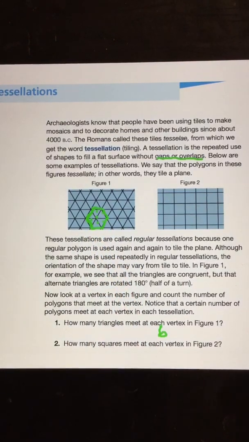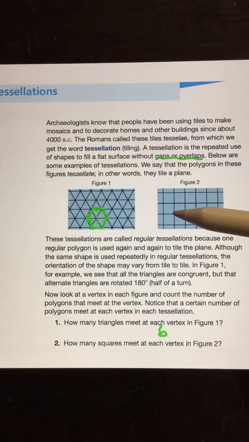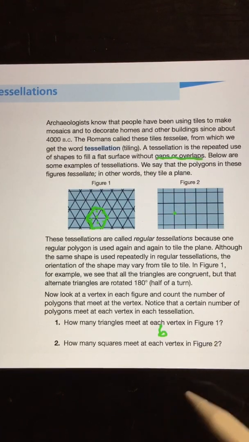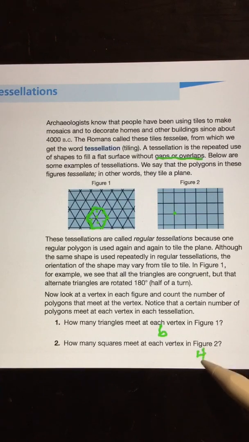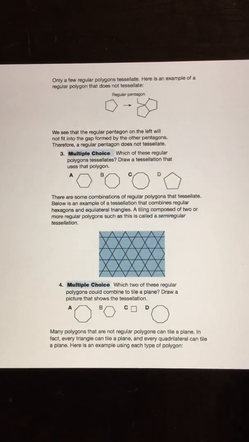How many squares meet at the vertex? So here we go. I put my mark on the vertex. 1, 2, 3, 4. Four squares meet at the vertex. All right, let's go on to the next page.